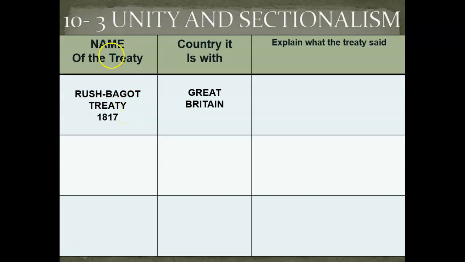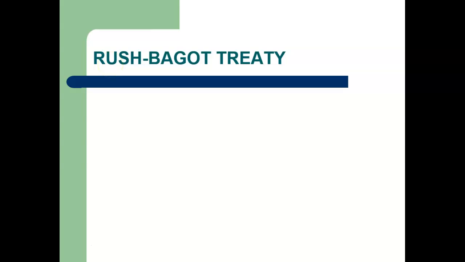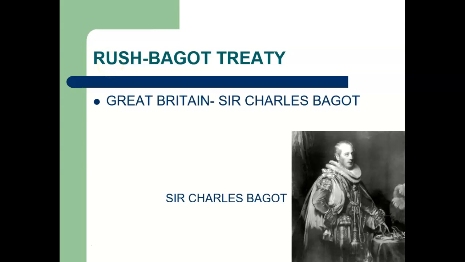So what happens in the Rush-Bagot Treaty is that it's named for Sir Charles Bagot. He's the British representative, and the American one, sorry, I don't have a picture of him, is a guy by the name of Richard Rush.